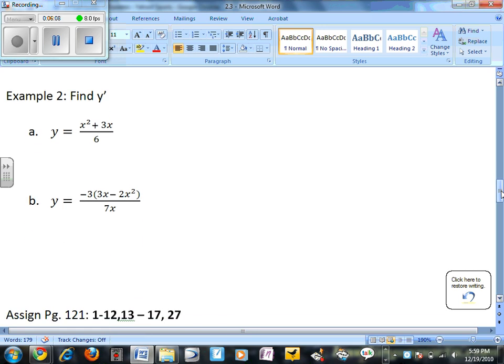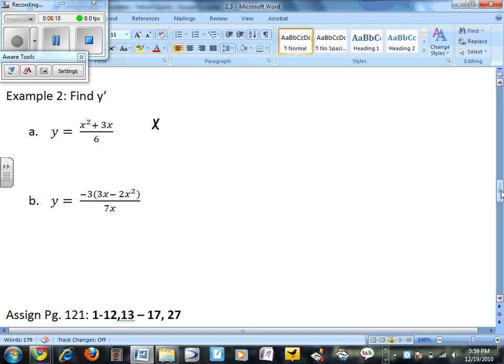All right. So again, we're going to find y prime. We're going to use a quotient rule here again. We wouldn't have to use a quotient rule if you think about it. We could really just say this is x squared over 6 plus 3x over 6. That's how I would probably do it. But we could use a quotient rule as well.